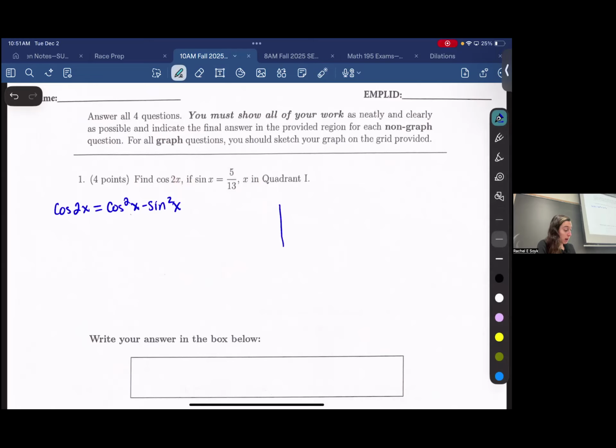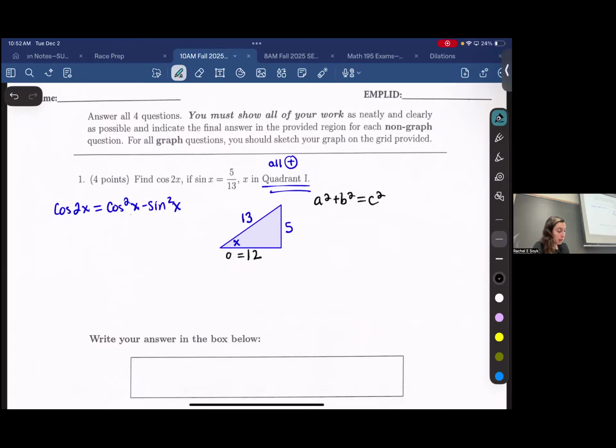Well, you're going back to your good old SOHCAHTOA. This is our x. Sine of x is opposite over our hypotenuse. So 5 is the opposite side. 13 is our hypotenuse. We're in quadrant 1, so everything is positive. And if you haven't noticed that 5, 13 creates a Pythagorean triple, 5, 12, 13, then you can also just do your good old Pythagorean theorem off to the side.